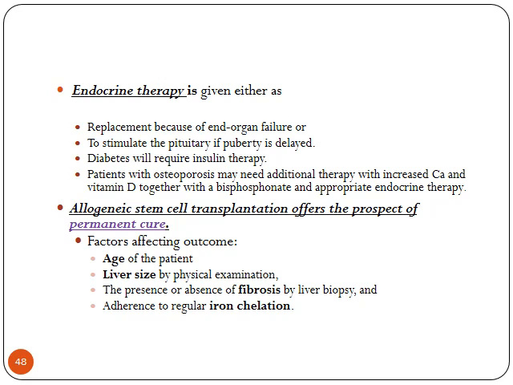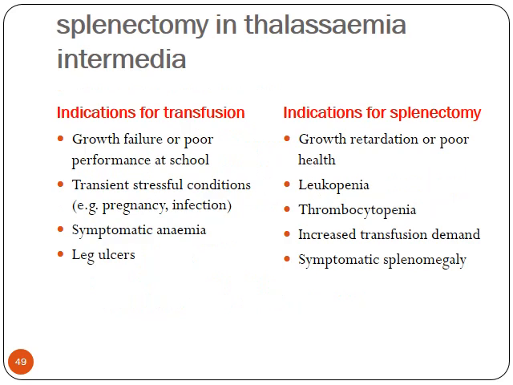Endocrine therapy is given either as a replacement because of organ failure, or to stimulate the pituitary if puberty is delayed. Diabetes requires insulin therapy. Patients with osteoporosis may need additional therapy with increased calcium and vitamin D, together with a bisphosphonate and appropriate endocrine therapy. Allogeneic stem cell transplant offers a prospect of permanent cure, but the patient's age is a factor affecting outcome. The liver size, the presence of fibrosis, and adherence to chelation all matter: young age, small liver size, little or no fibrosis, and a well-chelated patient will have a better prognosis than their counterparts.